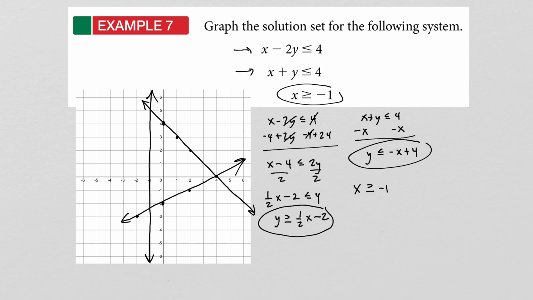So there's our lines. We need to be to the right of this line. We need to be above this line, because that's y is greater than or equal to 1/2 x minus 2. And then finally, we need to be below this line over here, which is this one. So again, that region that's going to satisfy all three of those is going to be just this triangular region inside here. And that concludes this video lesson.